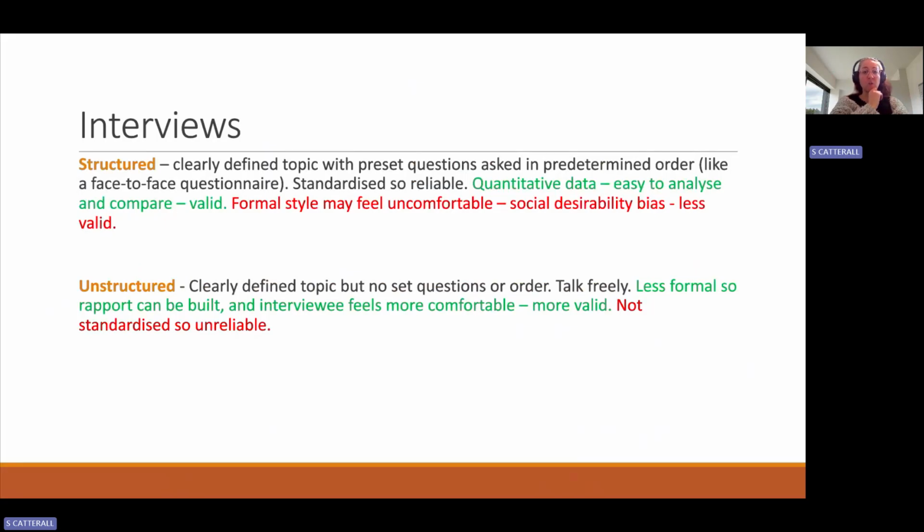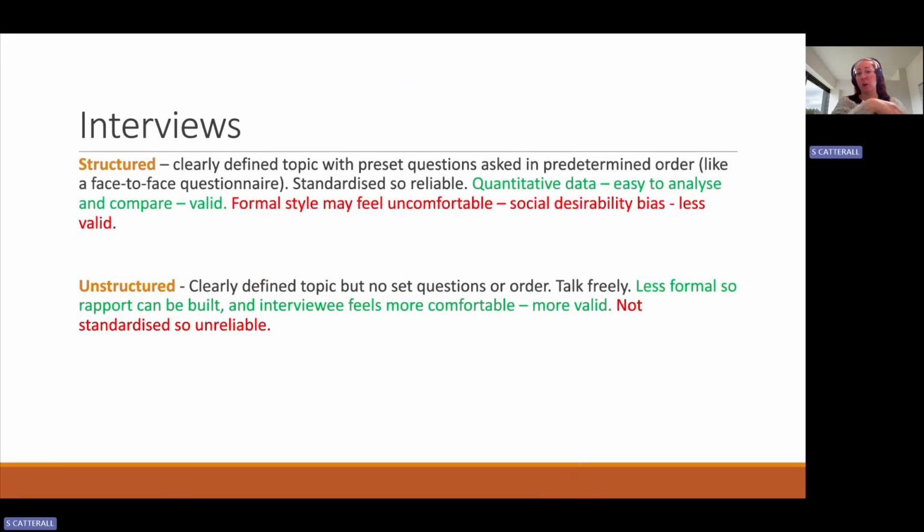So a structured interview is where you've got a clearly defined topic, and the key thing that's on a lot of mark schemes is there's preset questions in a predetermined order. So it's a little bit like a face-to-face questionnaire, if you will. Now, this means that it's standardized, so it's reliable, which is a strength, because you've got the same questions every time, and therefore you've got consistent results from people. You've also got quantitative data, but I would avoid that because, again, you're talking more about the question type rather than about the interview. So you want mainly the interview.